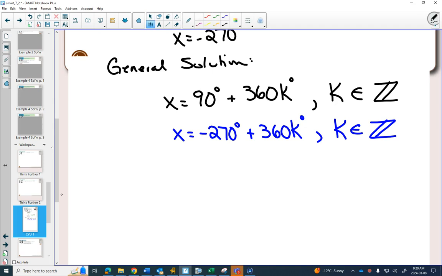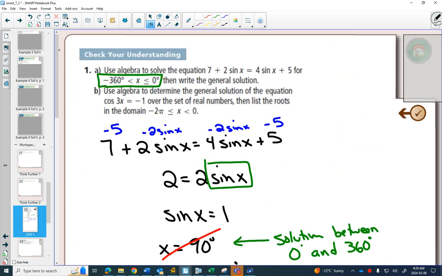Part B. Part B to this question, use algebra to determine the general solution of cos 3x equals -1. Okay? All right. And if we read this question, they want a general solution. Okay? They also want the roots between -2 pi and 0.